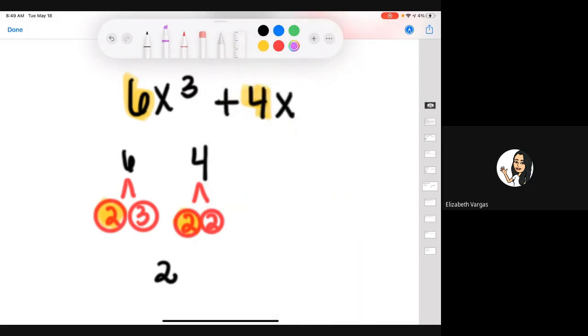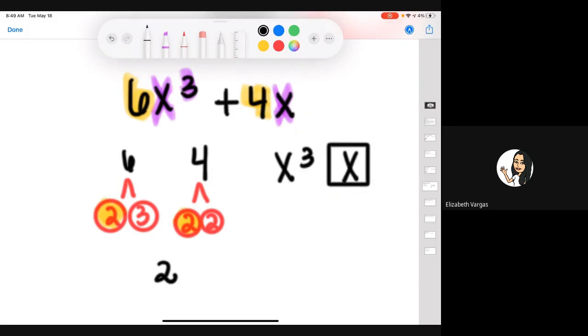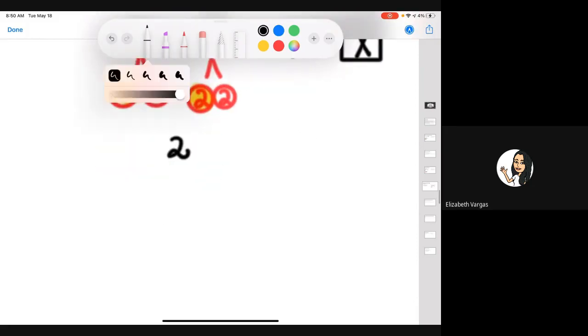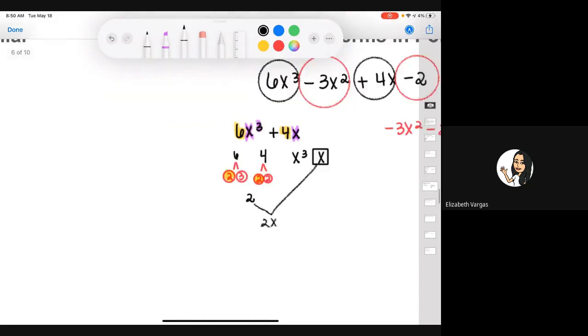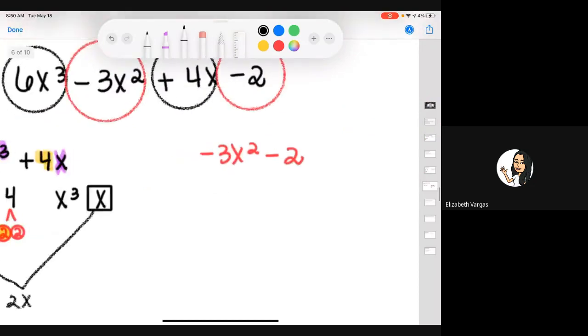Here I notice that I have two x's. I have an x cubed, and then I have just a regular x. When I have two x's, I want to take the lowest of those. So this x is the lowest. It has an exponent of 1. The other one has an exponent of 3. 1 is less than 3. And so, therefore, I have a greatest common factor of 2x. So that's that side. Now this side.